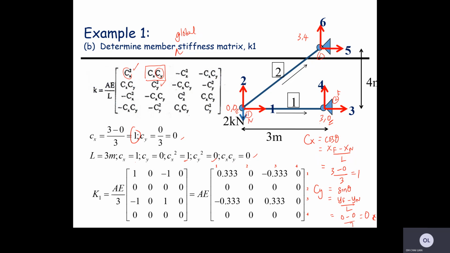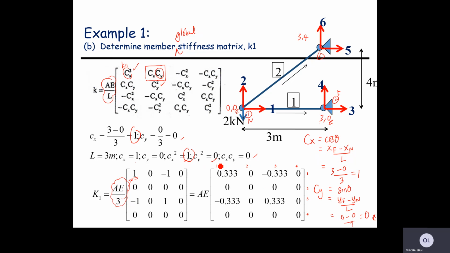Then how to put it in the template? Just refer to this template. K11 is Cx squared, so you just get the Cx squared and put it into K11. Then you follow with Cx Cy, negative Cx squared and negative Cx Cy for row number 1, and you continue. Don't forget the AE over L here. You put AE over 3 for element number 1. Next, this number 3, you can put into the matrix, and then it becomes simplified as such.